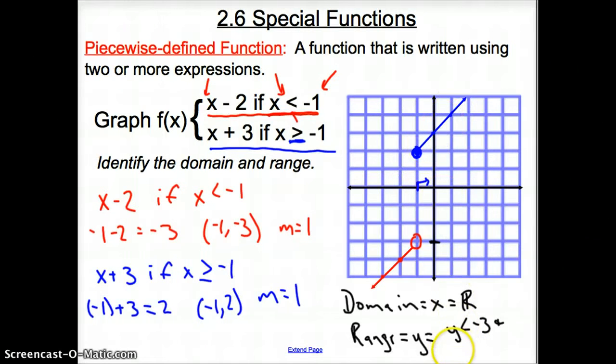Y has to be greater than or equal to, because it's a filled-in circle, equal to, and what is this point here? 2, because we're at y = 2. So now we have the domain is all real numbers. The range is y is less than -3, and y is greater than or equal to 2.